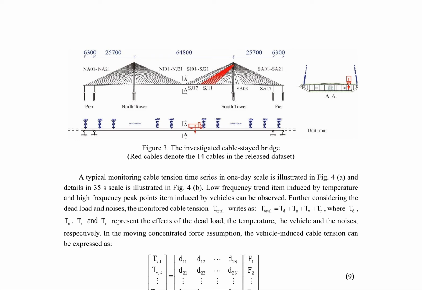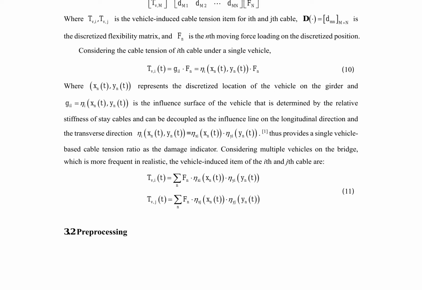The total monitored cable tension can be expressed as the sum of dead load, temperature, vehicle, and noise effects. The vehicle-induced cable tension is of particular interest, as it provides load test-style response information. However, due to its non-stationarity, it is challenging to isolate this term. To address this, smaller segmentations are recommended, and a violin plot is employed as a detrending technique.